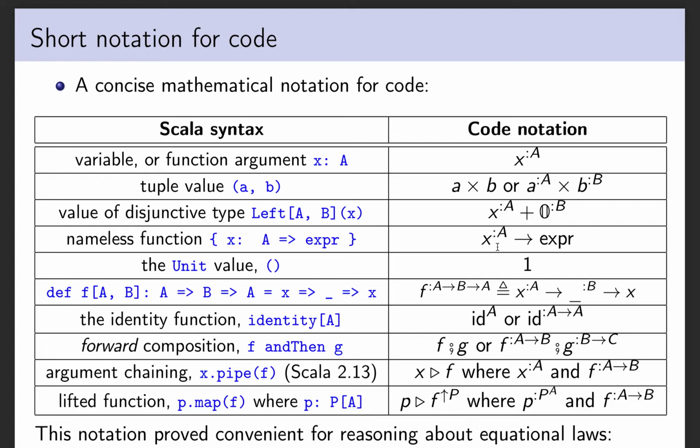And to reason about code, I have a notation for code, which is like this. Again, I have some symbols that I use. For example, instead of saying left and right in either, I do a plus 0. So either is A plus B. If you have a left of A, it means you don't have a B. So I put a 0 instead of that.